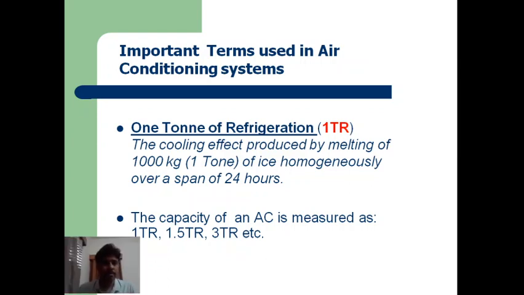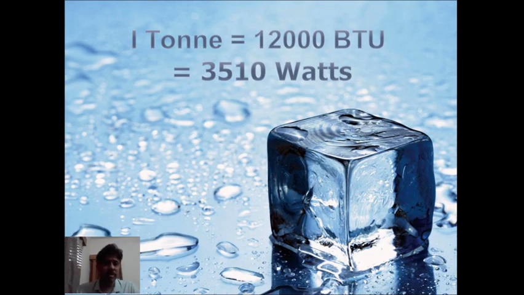Next, let us move to the next slide. 1 ton of refrigeration can also be specified in terms of British thermal units, which is equivalent to 12,000 BTUs, and it is also equivalent to 3510 watts or 3.5 kilowatts. It means to produce 1 ton of refrigeration, as a thumb rule, it needs around 3.5 kilowatts of electrical energy, which means 3.5 electrical units.